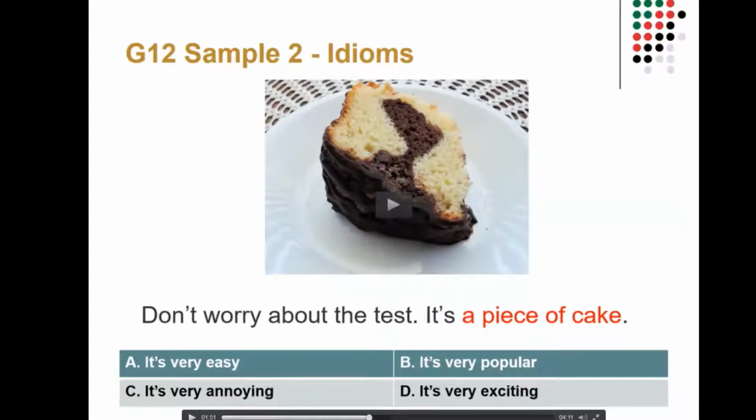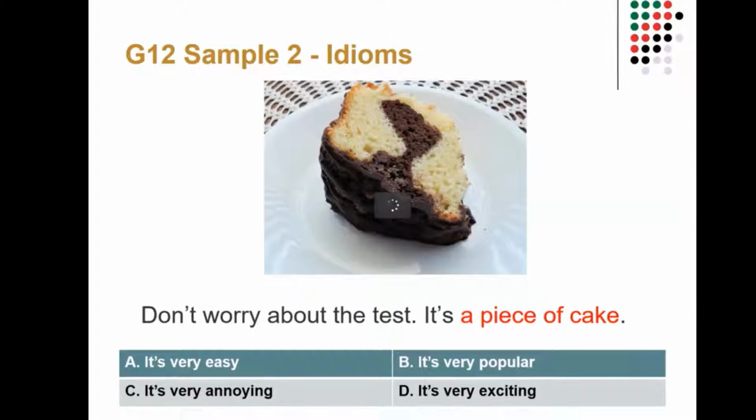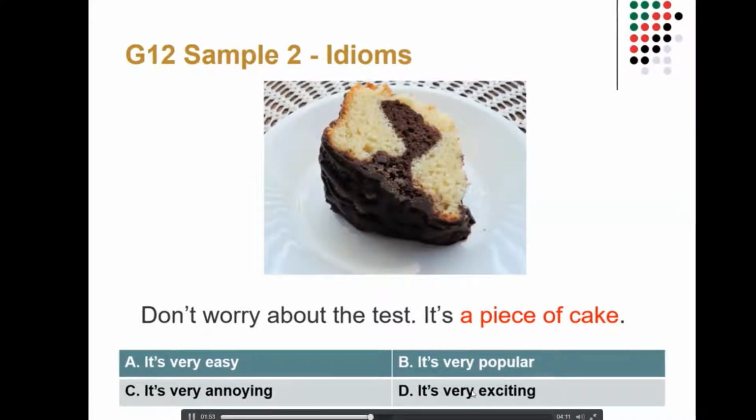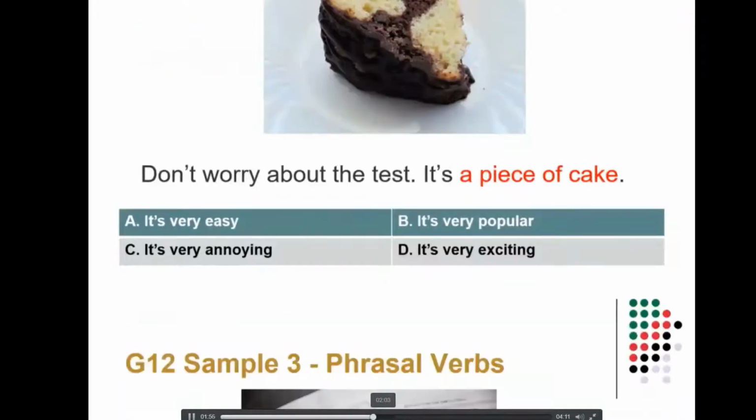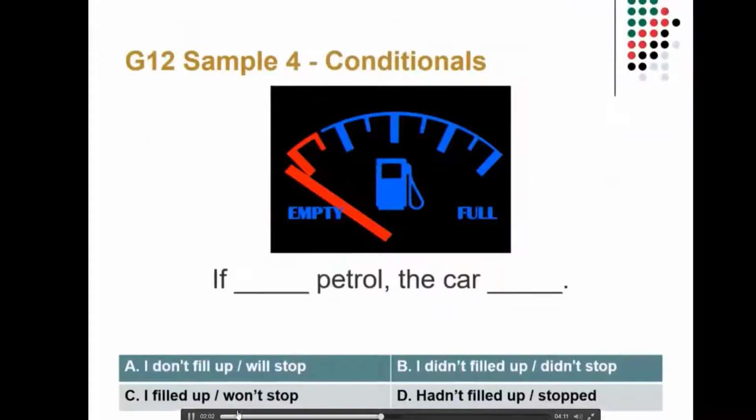So you can say yes, it's very easy, but some people tend to use idioms because idioms are very famous. You can also say it's a piece of cake. Well, we'll get more examples. What about phrasal verbs? It's very easy means a piece of cake.